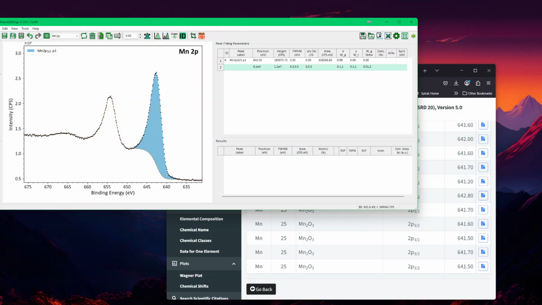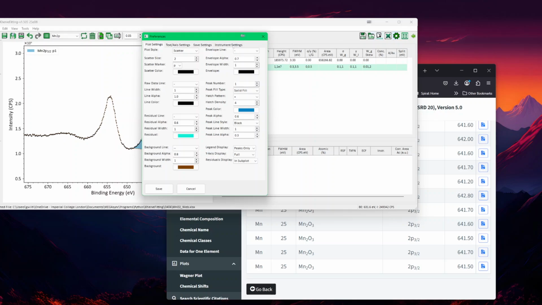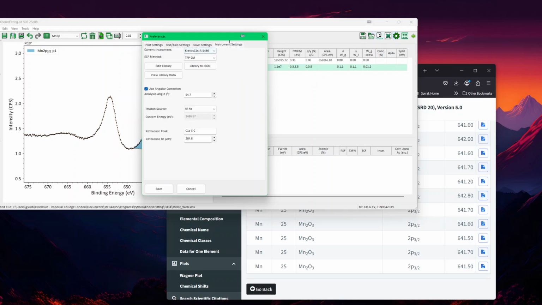So I have measured this with my thermal machine, and I will go into the preference, which is here, and in the preference there is instrument setting. And in instrument setting I need to make sure that the ECF method, the energy correction factor method, is the TPP2M. This seems to be the best method. There are other methods available, the Schofield, the Wagner, but the TPP2M is the best. So I would tell you to just use that one.